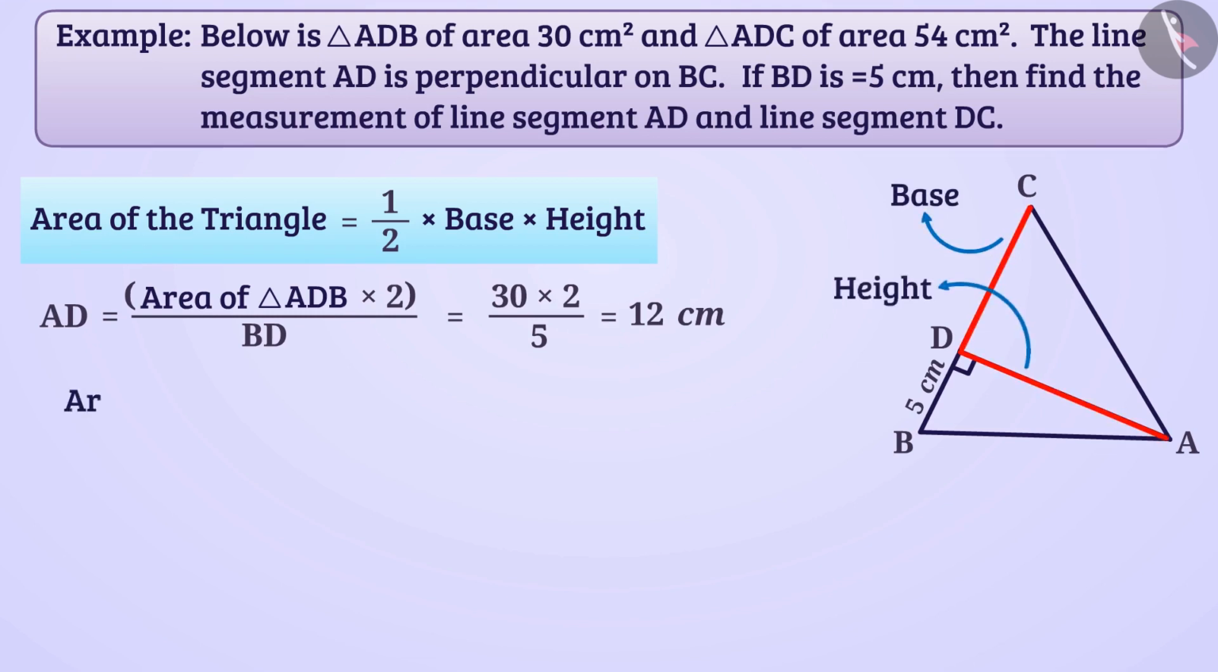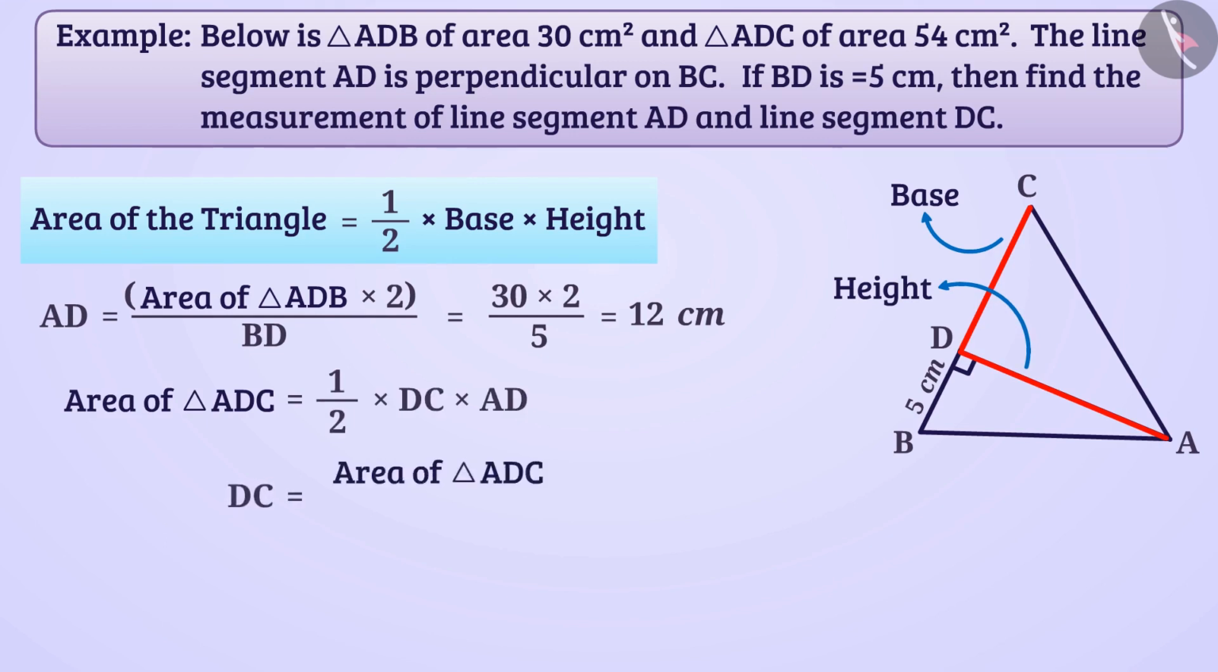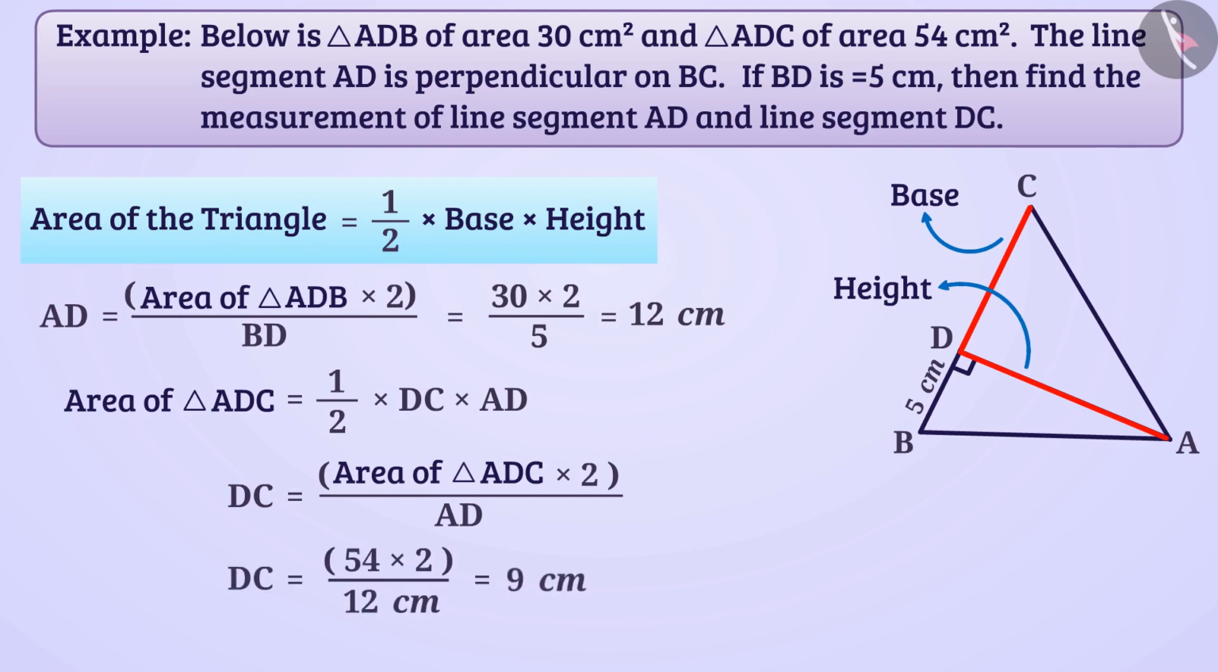We can write the area of triangle ADC is equal to half multiplied by DC multiplied by AD. Therefore, DC is equal to area of triangle ADC multiplied by 2 divided by AD, which is equal to 54 multiplied by 2 divided by 12 centimeter. In this way, we will get DC is equal to 9 centimeter.